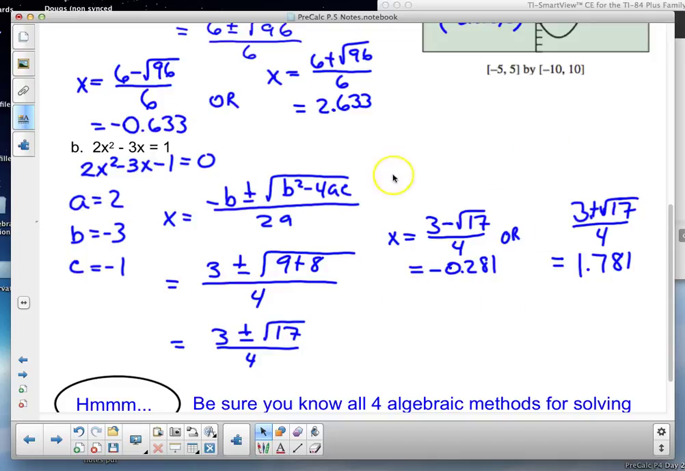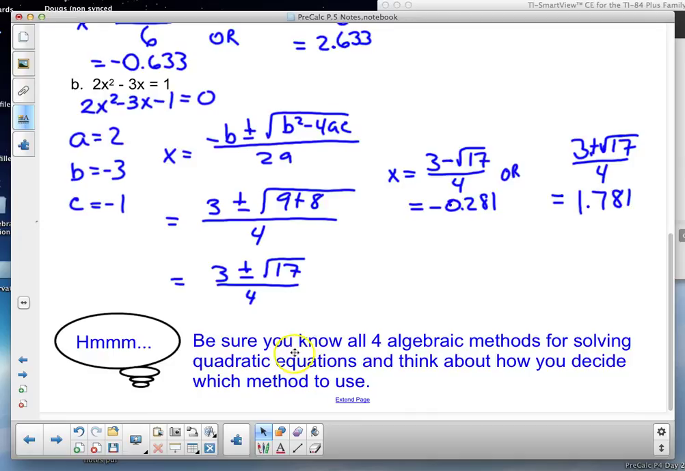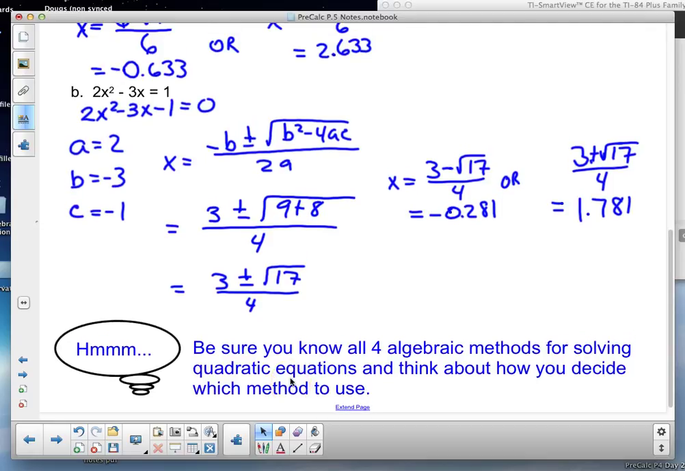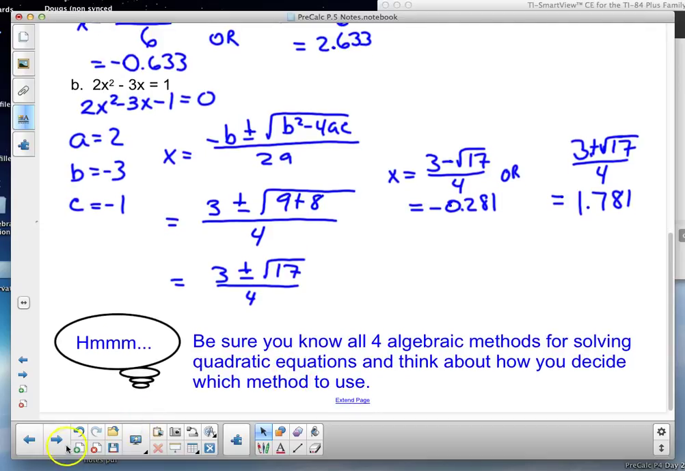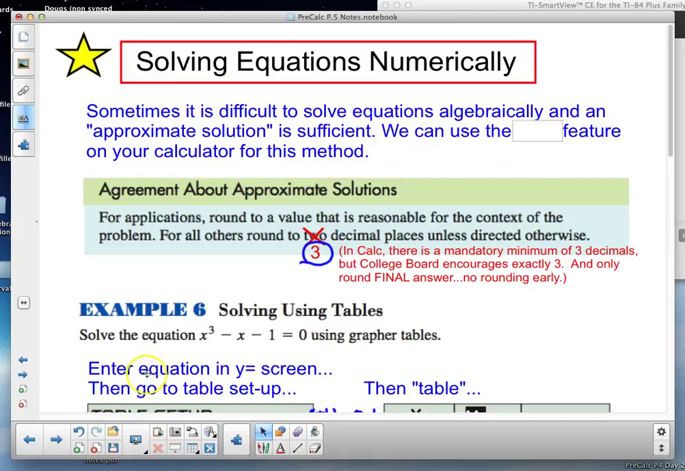So now I've got my two choices, and I worked it on my calculator, and these are them. And I double checked my work using my calculator. And notice you can double check your work using your calculator, but do the work first. Okay, now be sure you know all 4 algebraic methods for solving quadratic equations, and think about how you decide which method to use. Now, keep that in mind as we're going through.